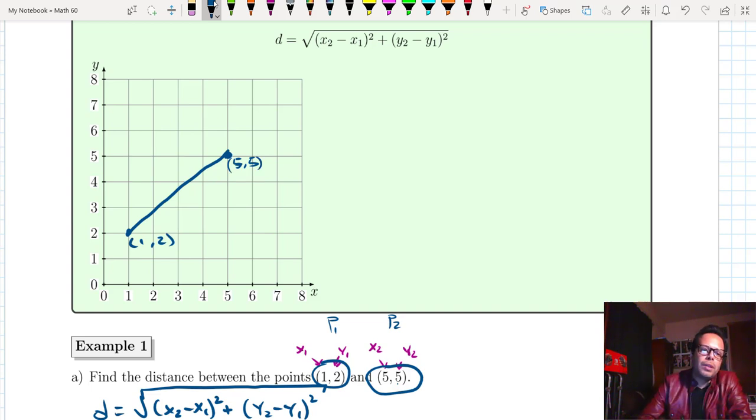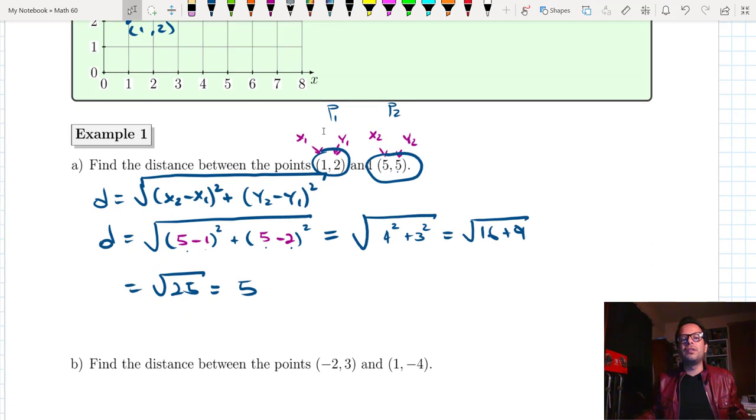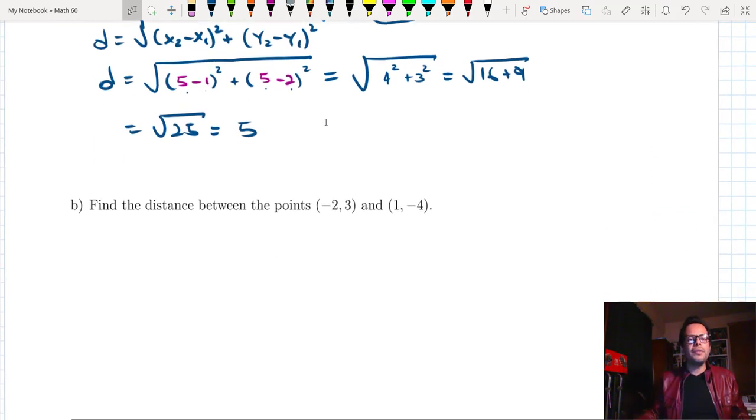So this is what we did. We found the distance, which is 5 units. All right, and these units could be centimeters, millimeters, inches, or kilometers, depending on the application. This is just given with numbers. Let's do another example.